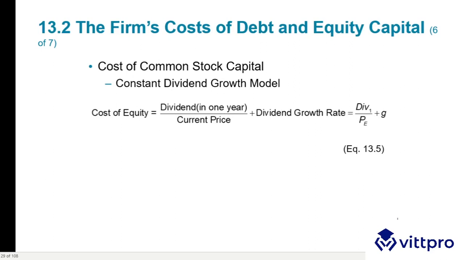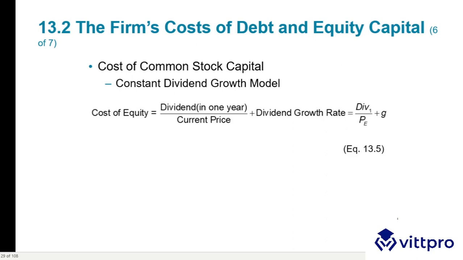And another way of calculating the cost of equity is to look at the current price and the dividend that they got in the past, plus the dividend growth rate. That is the cost of equity. If you remember, the dividend discounting model of doing the pricing. So we calculate the price by dividing the dividend by the cost of capital.